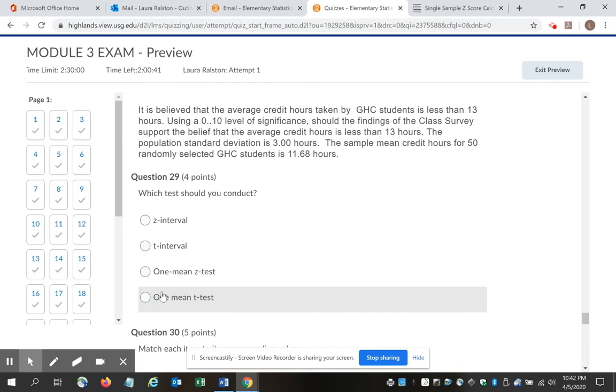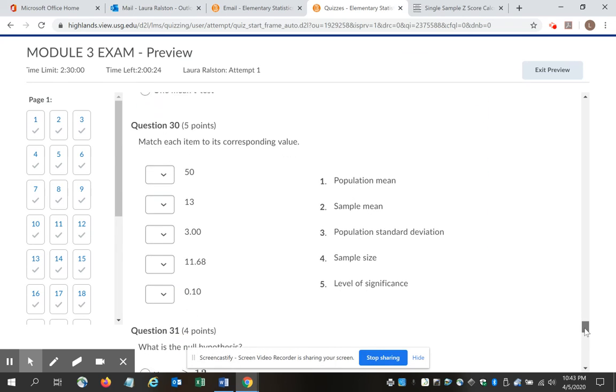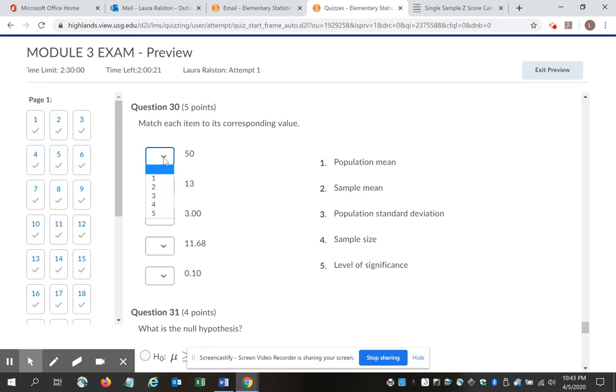Okay, again, question 29. Which test should you conduct? We only talked about one of them, the 1 mean Z test. Not to mention the header said 1 mean Z test. Okay, then we got to match up the values. So 50 was our sample size. 13 is the population mean. 3 is the population standard deviation. 11.68 was the sample mean. And 0.10 was our level of significance.